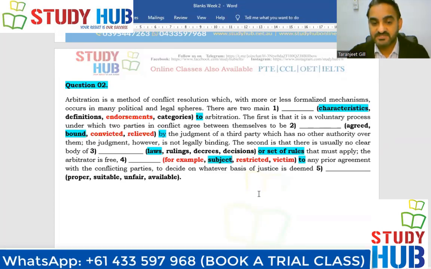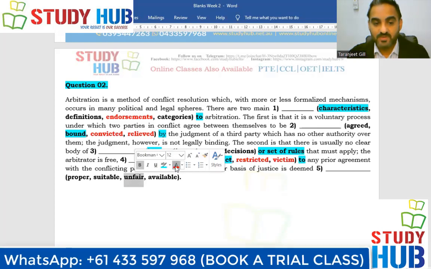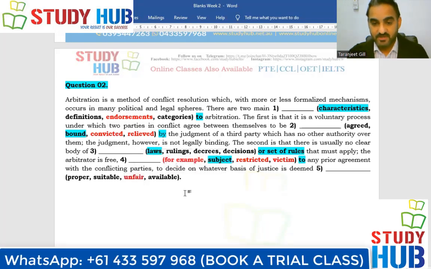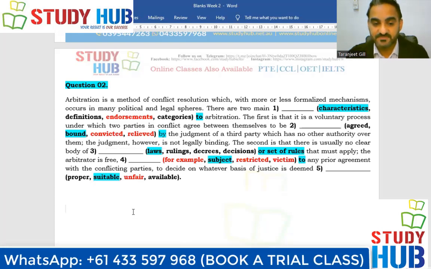Something is deemed proper, suitable, unfair, available. Unfair will not go in there because we are talking in a positive scenario here. So it can be justice is deemed available, justice is deemed proper, justice is deemed suitable. The answer in this case is justice is appropriate. So therefore we'll be saying justice is deemed suitable.